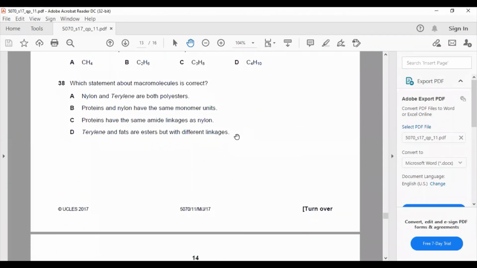38. We studied macromolecules; which is correct? It's a very simple, straightforward question. Nylon and Terylene are polyesters is wrong; nylon is a polyamide. Proteins and nylon have the same monomer is wrong. C is the answer: proteins have the same amide linkage as nylon. And why is D wrong? Terylene and fats are esters but with different linkages is wrong, they have the same linkages.